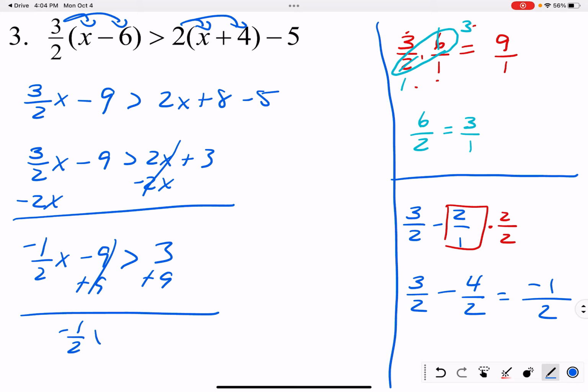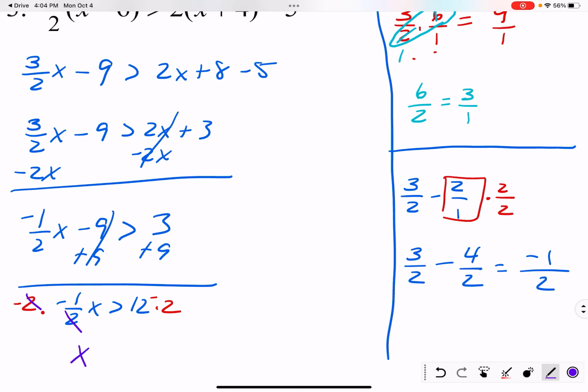So we get negative 1/2 x is greater than 12. Now, in order to cancel this negative 1/2, I'm going to multiply by the reciprocal, which is just negative 2 on both sides. So a couple things there. This 2 and this 2 will cancel, and then the negative and negative will cancel to a positive 1x. That's the point, right? You want to always end up with x by itself.